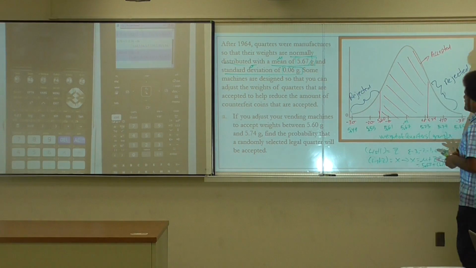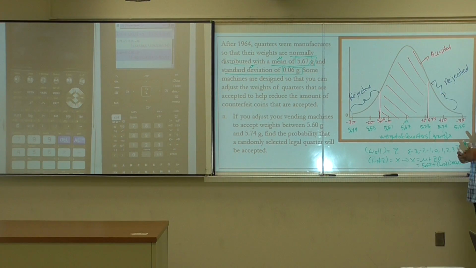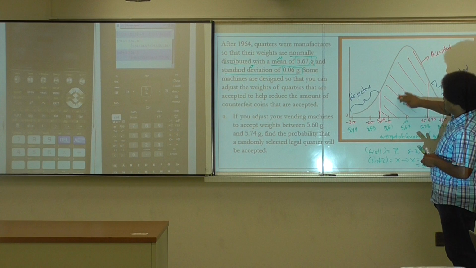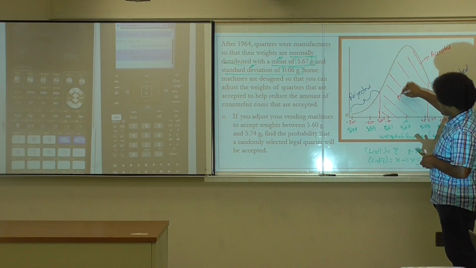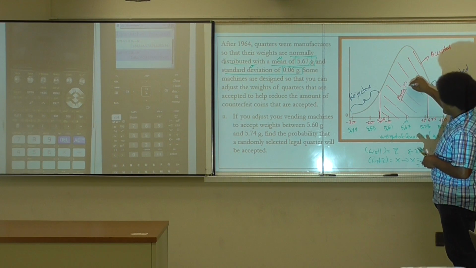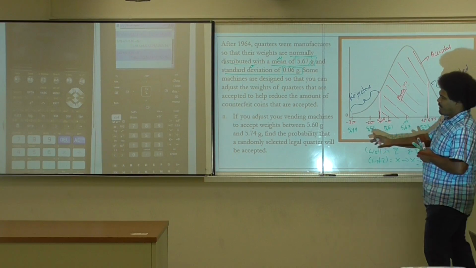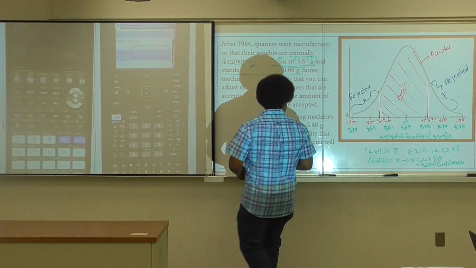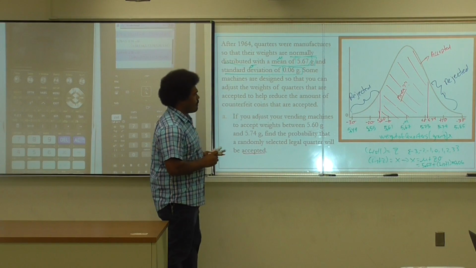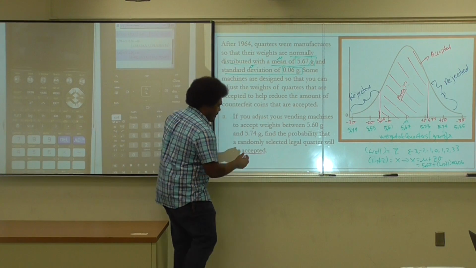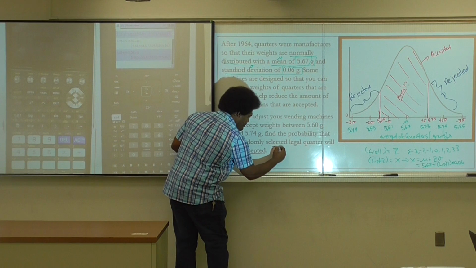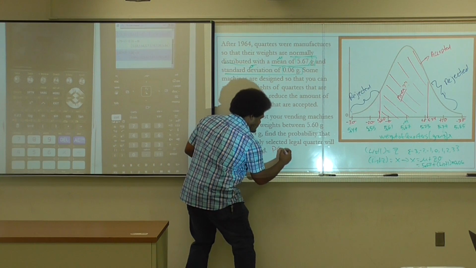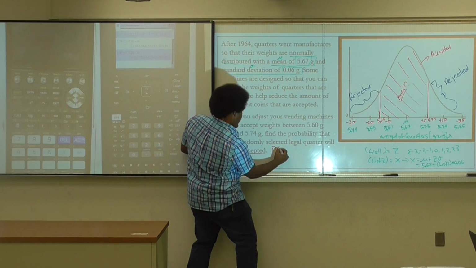So what's the probability that it's in the accepted region? That's what we're going to be looking at here, and this is the area we need to find for the accepted. Because remember, they want it to be accepted, not rejected, accepted. So our job is to find the probability that our X value is somewhere between, where's it at?